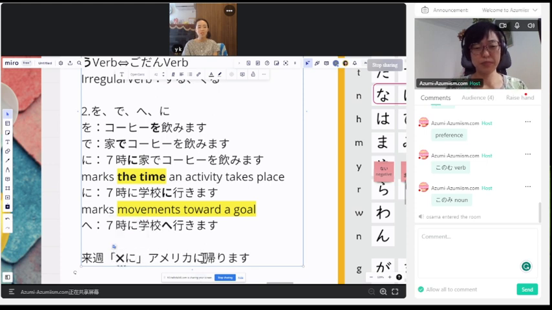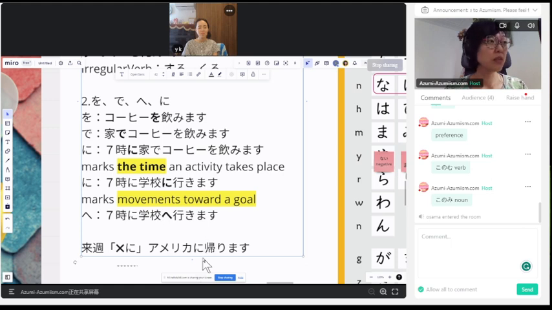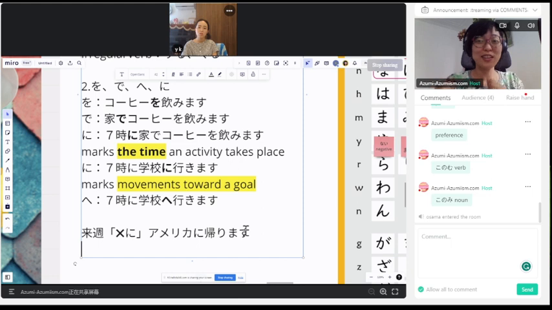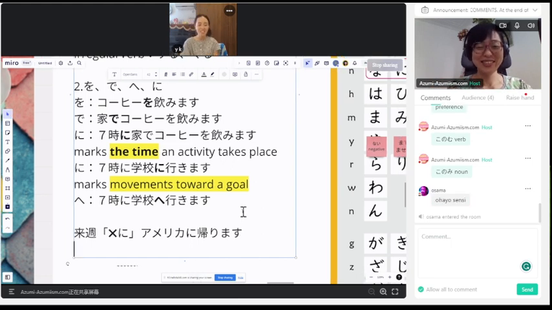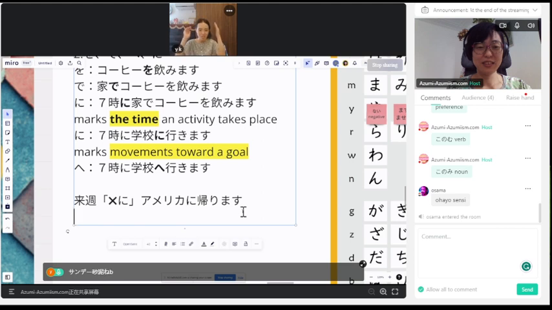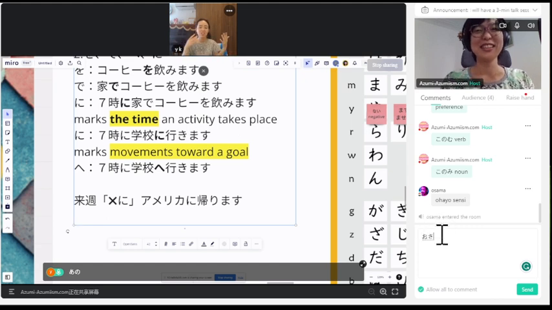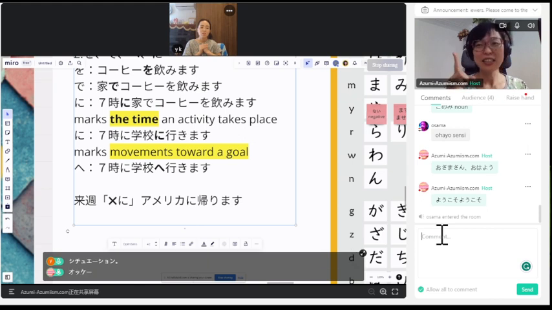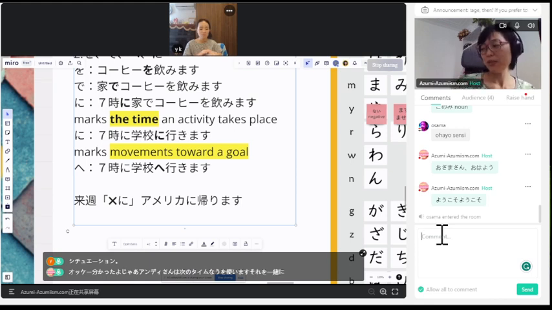Maybe not certain time. 来週. How can you explain? Try. Okay. So Sunday, Saturday, maybe certain day. 7時、5時 is certain time. But 来週 depends on the situation. OK, I understand.